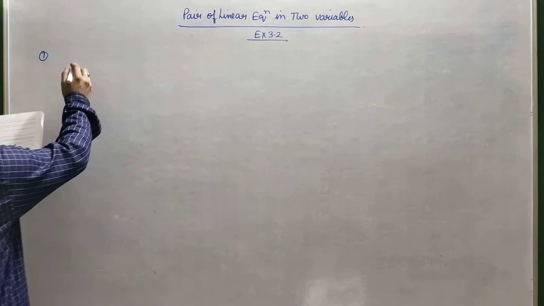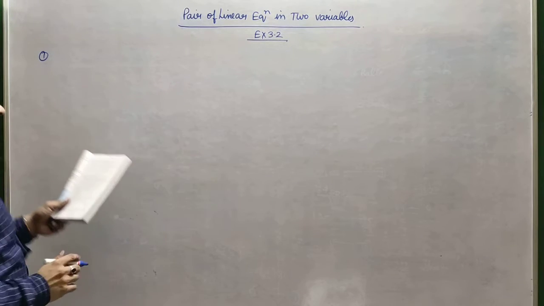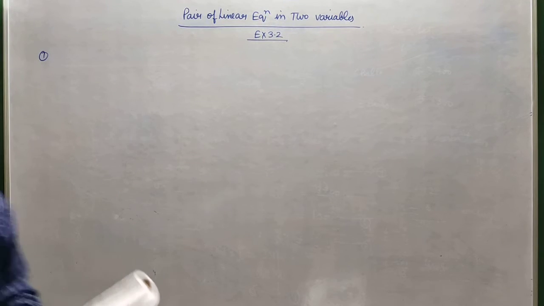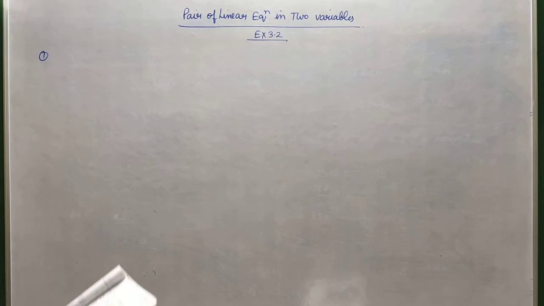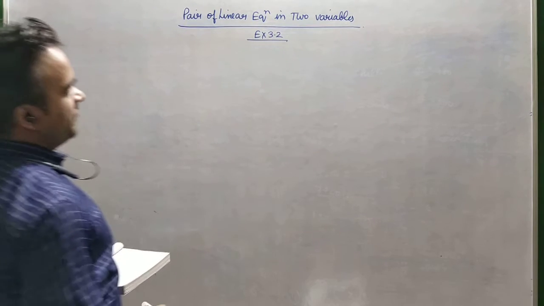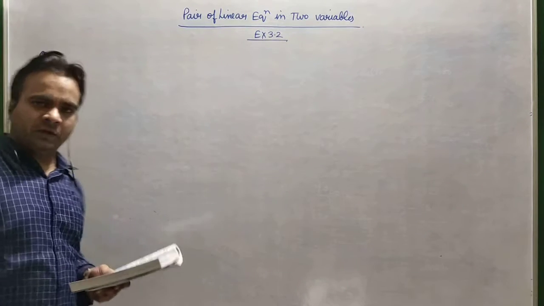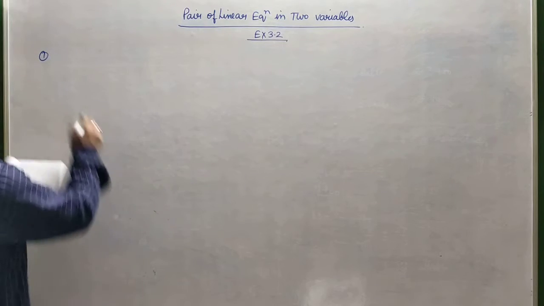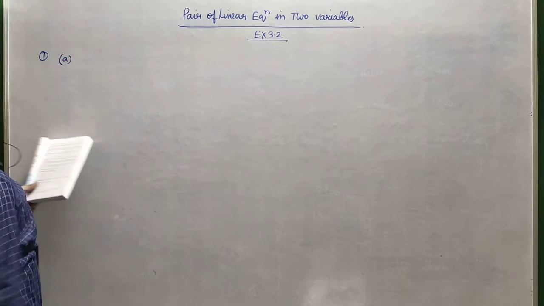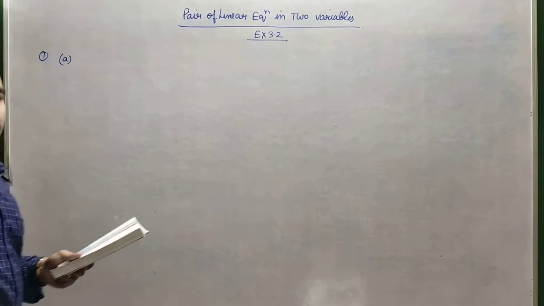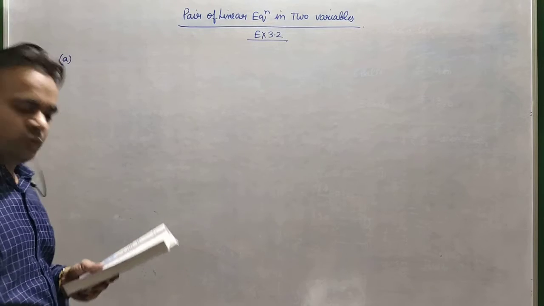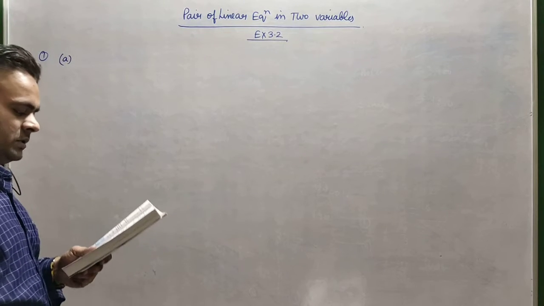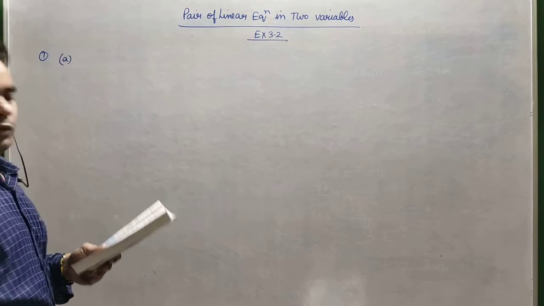Now, in question number 1, they are just demanding that we form the pair of linear equations in the following problems and find their solutions graphically. So it means we have to use the graphical method here, right? So if you see the first part: 10 students of class 10th took part in a mathematics quiz, if the number of girls is 4 more than the number of boys.